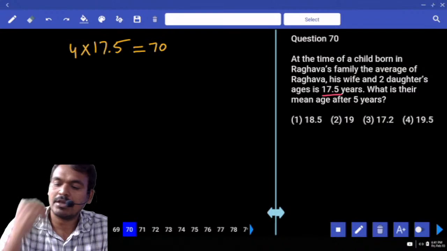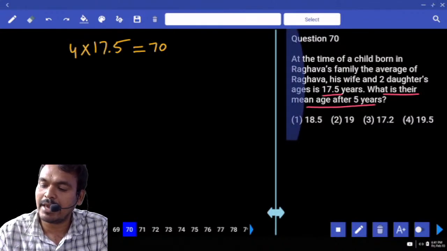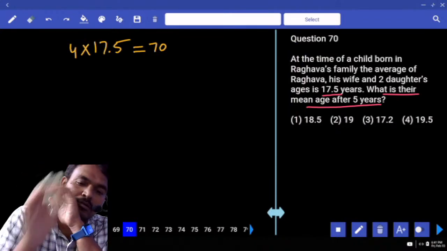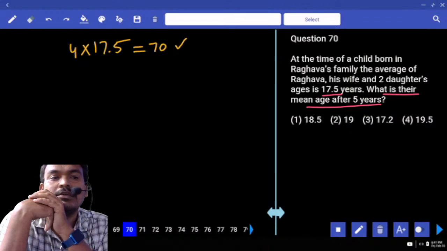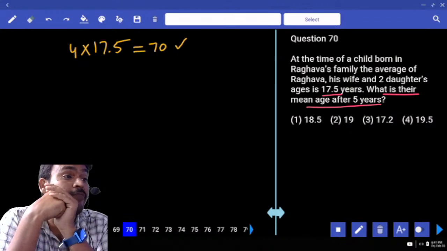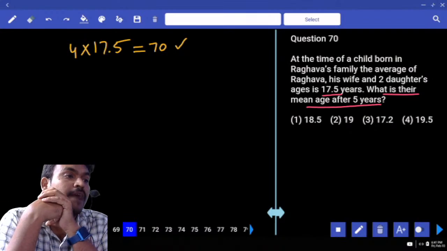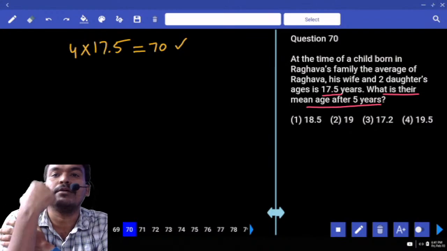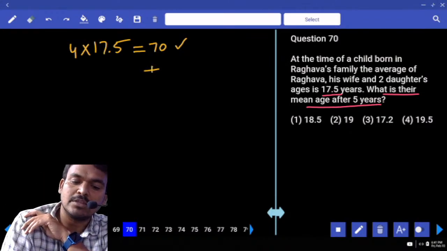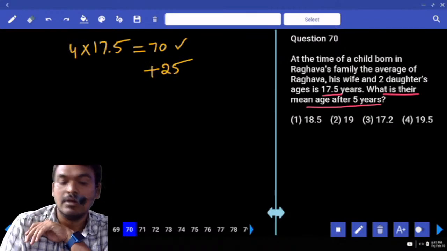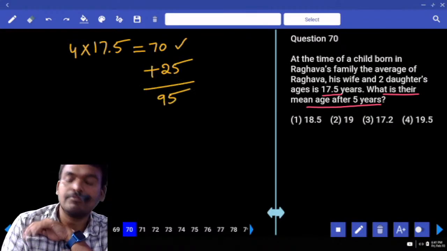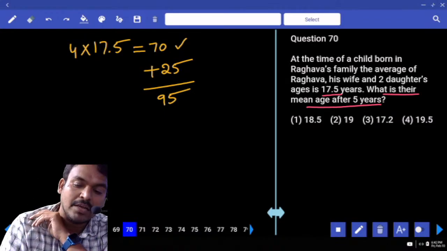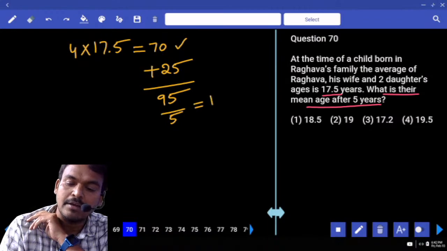But your question is, what is their mean age after 5 years? At the time the child was born, the sum of the 4 persons is 70. But we require the average of 5 persons after 5 years. Every person's age increases by 5 years. In total there are 5 persons, so the sum increases by 25. 70 plus 25 is 95. 95 is the sum of 5 persons. Average means divide by 5. We get 19.